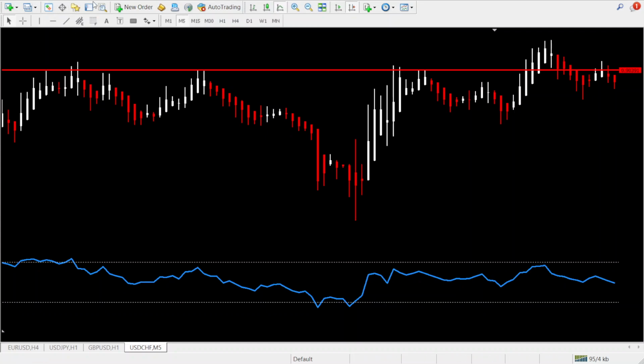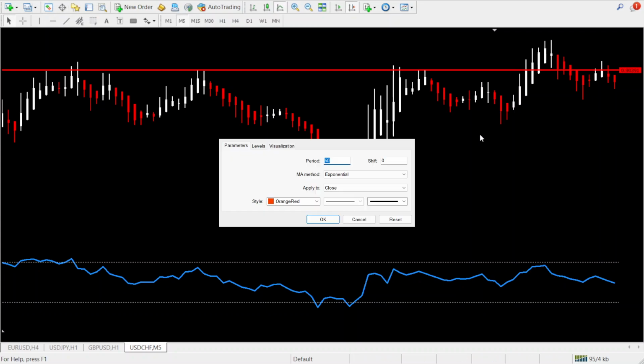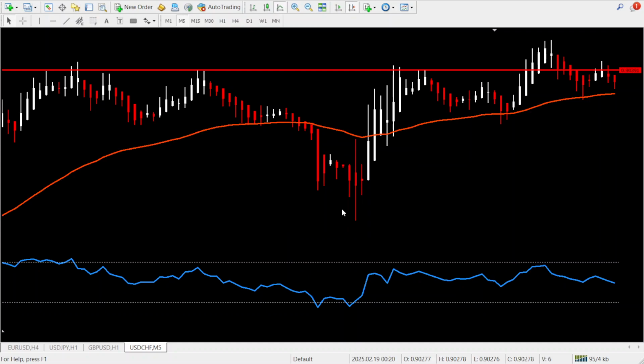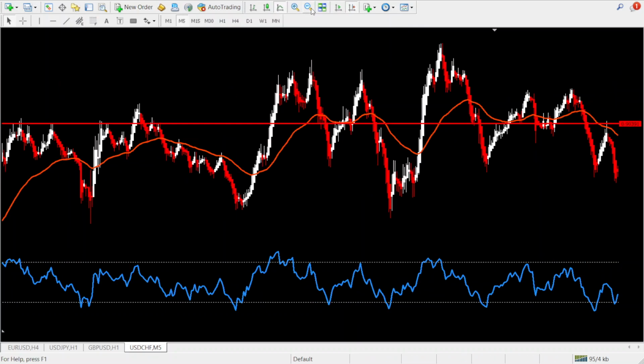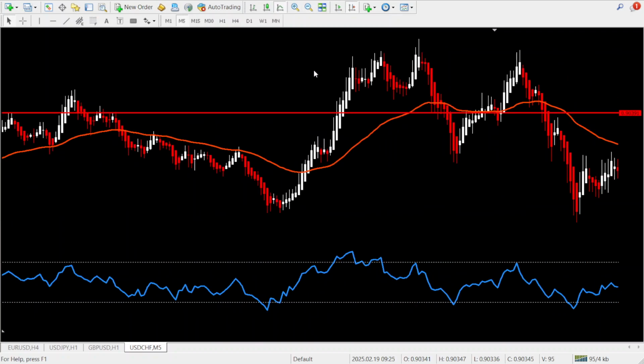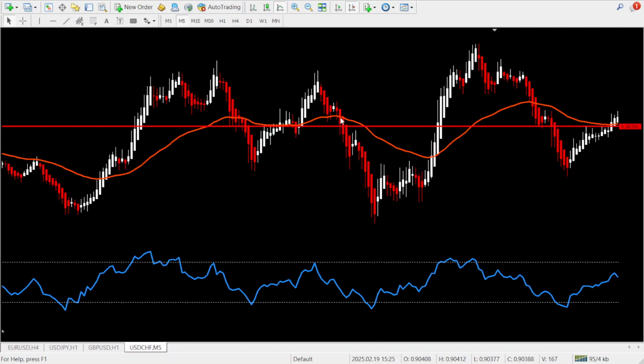Then you can also make use of moving averages, whether it's a simple moving average or an exponential moving average. It's typically a signal to identify the overall market trend. If the price is above the moving average, you have a buy signal. If the price is below the moving average, you have a sell signal. So by combining these tools, you can increase your chances of successful trades while using Heiken Ashi for clarity and trend identification.